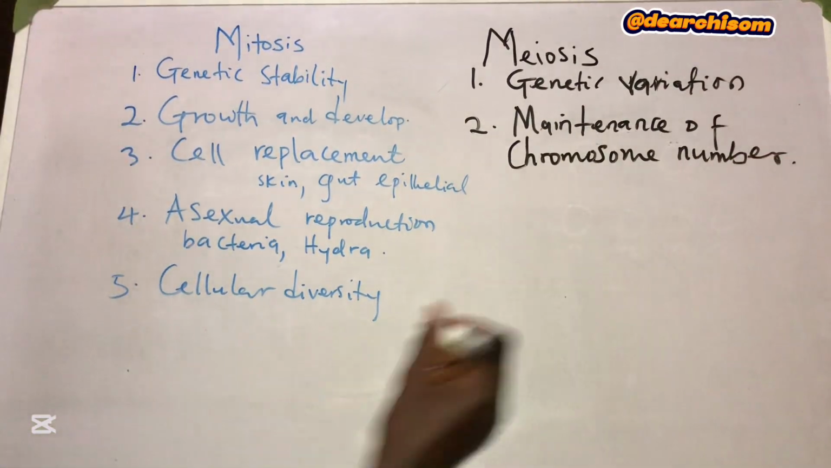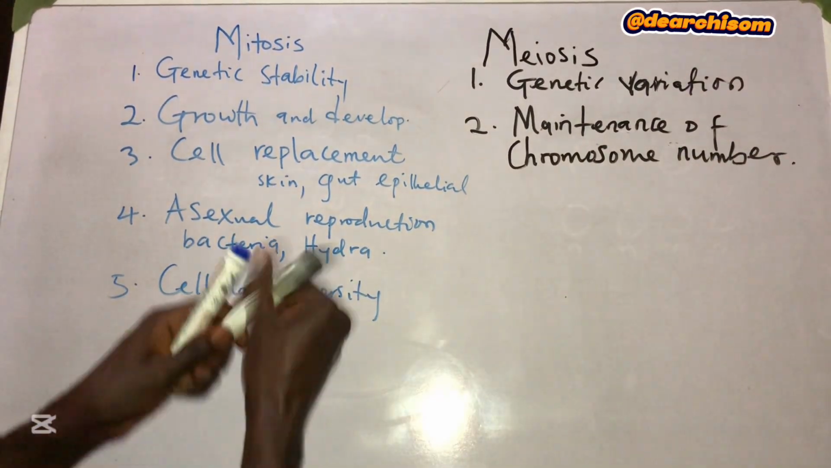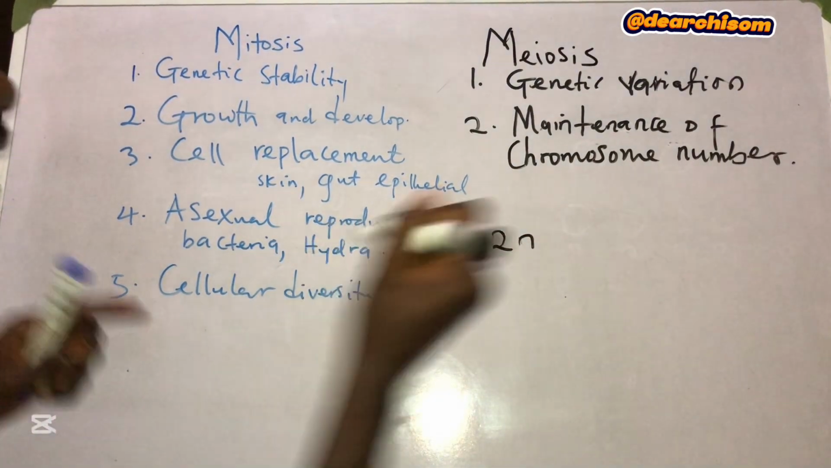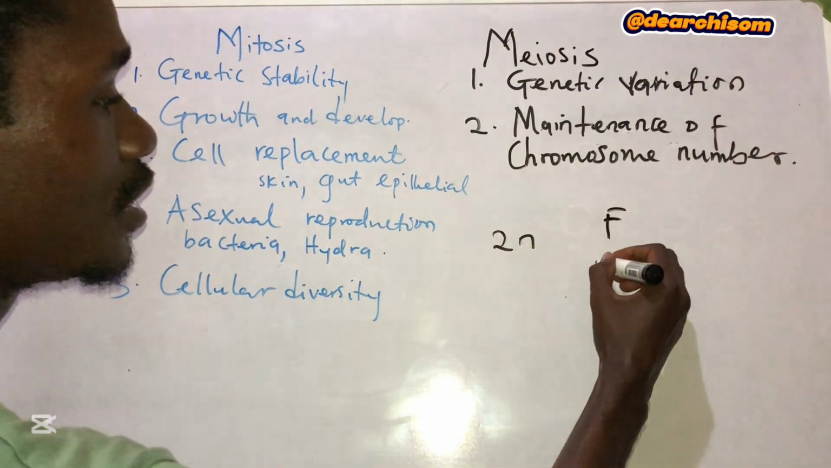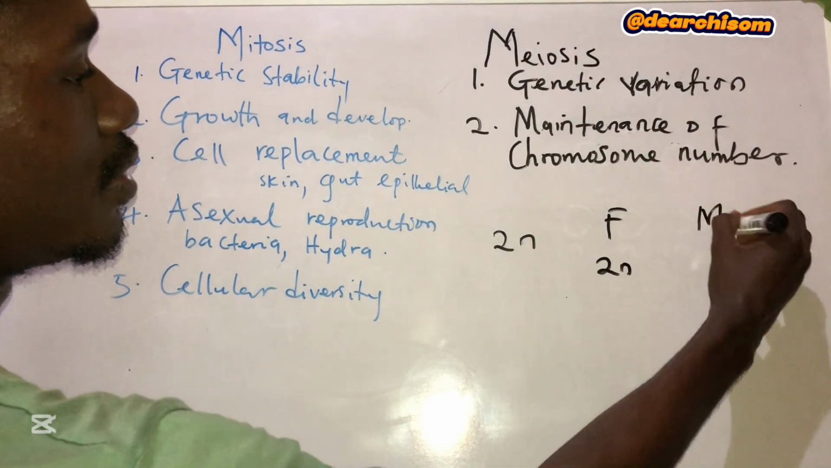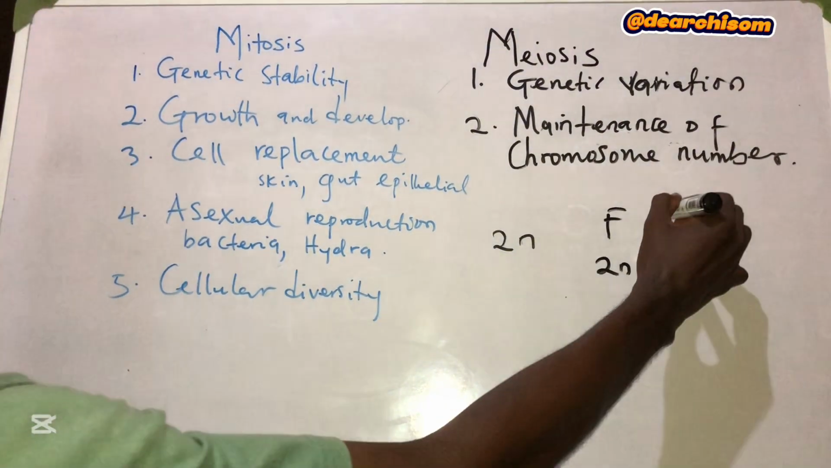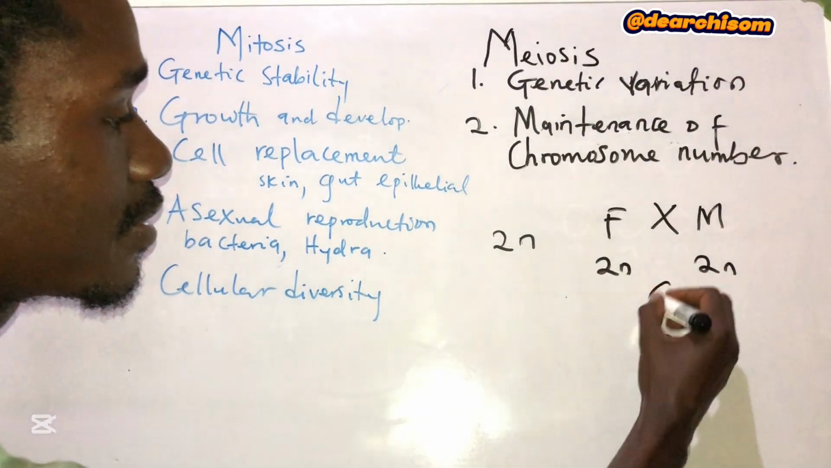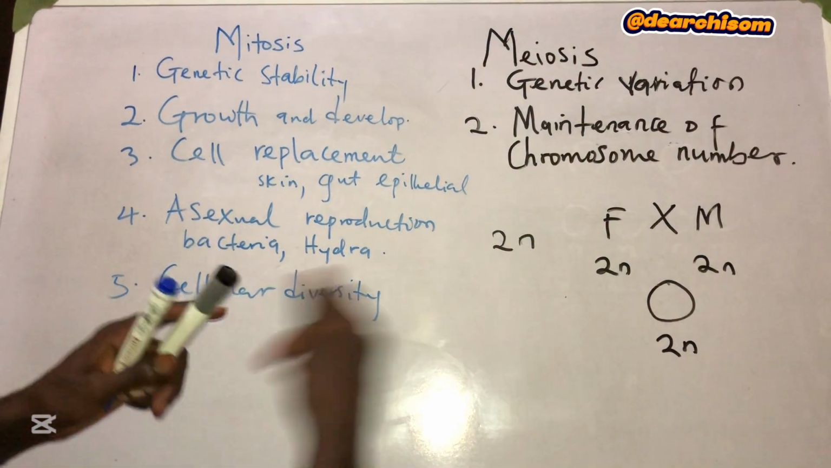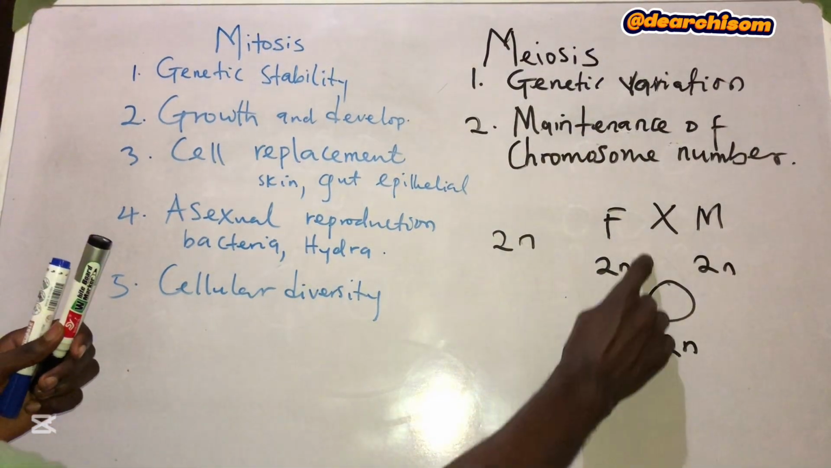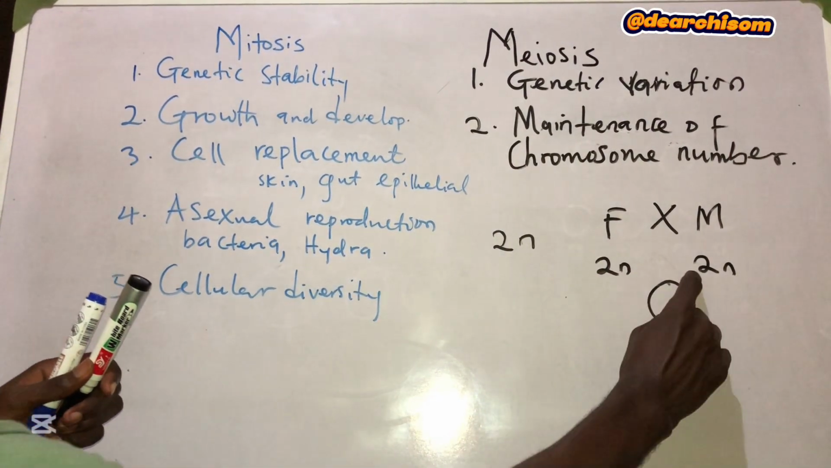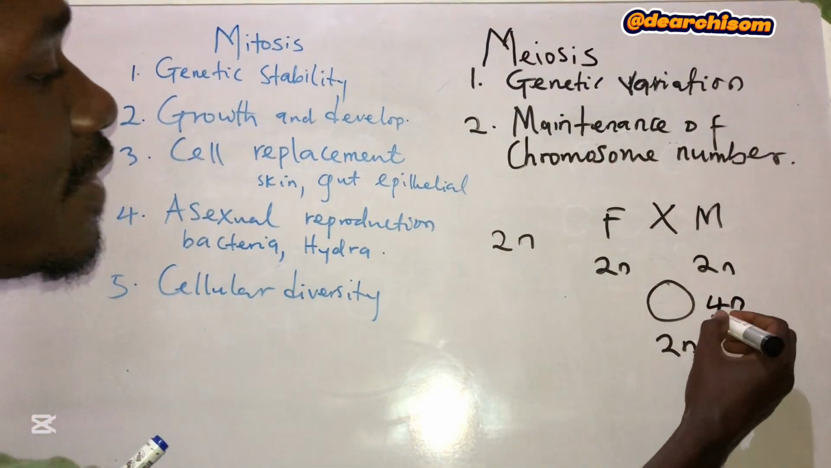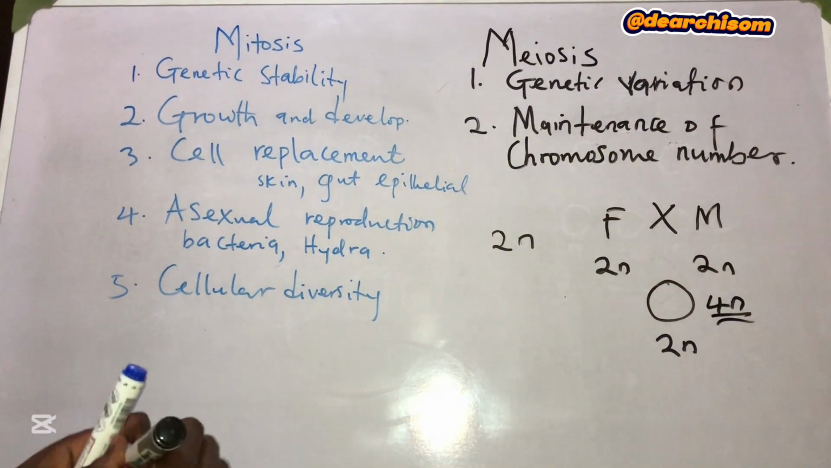So humans are 2n, for instance. If a father is 2n, the mother is also 2n, and of course they have to give birth to a child which will also be 2n, right? So if the father donates all of the number of chromosomes here, which is 2n, and the mother donates all of the number of chromosomes here, this child will be 4n. And this child will have an abnormal number of chromosomes.